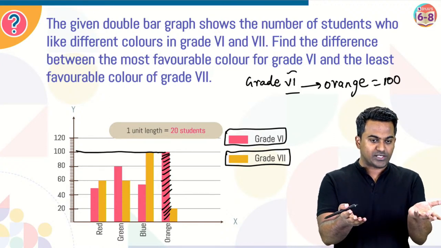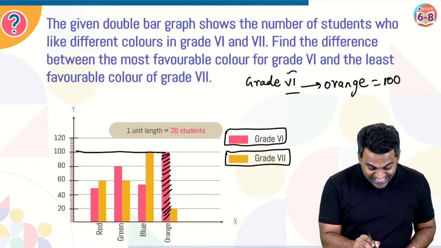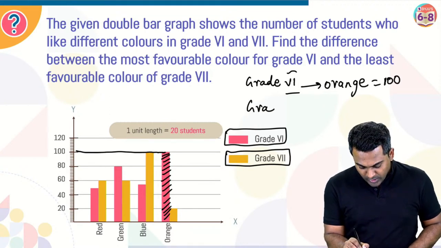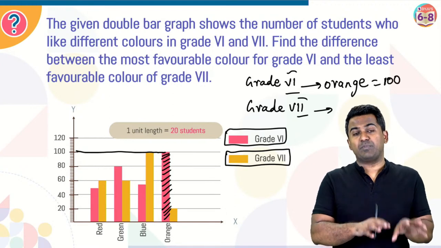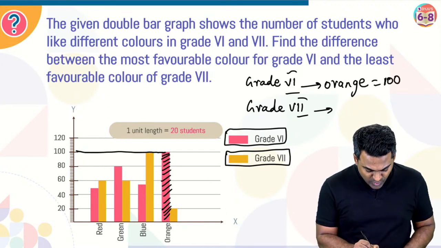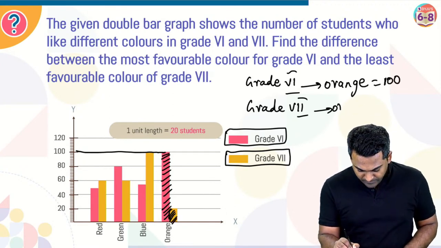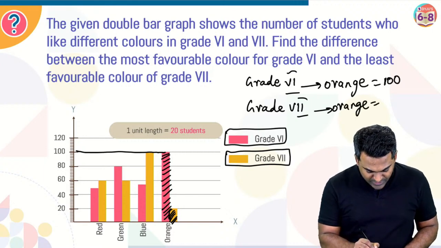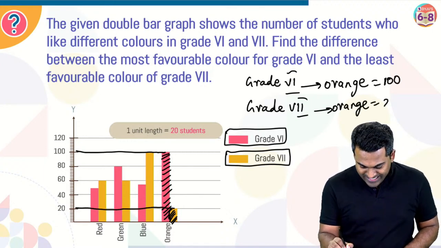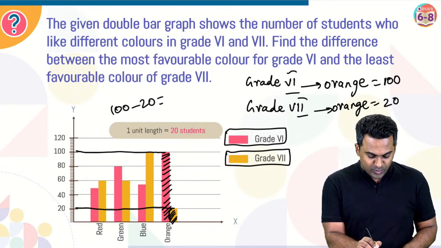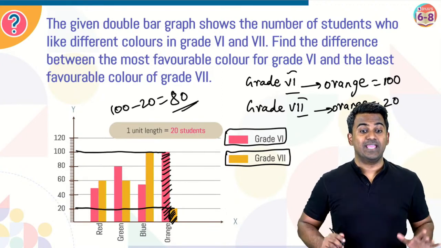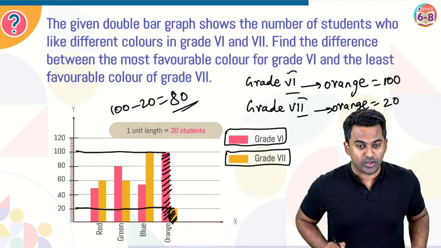Shreyasi says both are orange. Least favorable color. Very good. Grade 7, the color which the number of students like least is orange again. And how many students are we talking about? We're talking about 20. Very good. So we had to find the difference. The difference was going to be 100 minus 20. Yes, 80 is the correct answer. Very good.